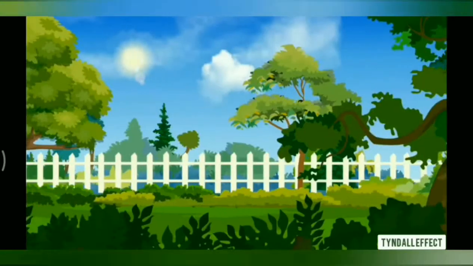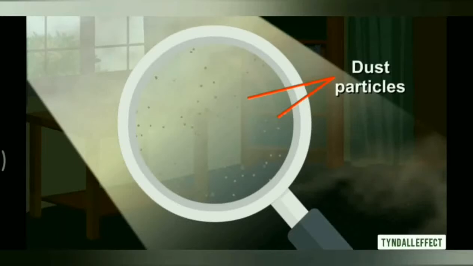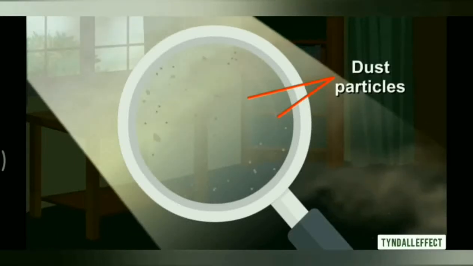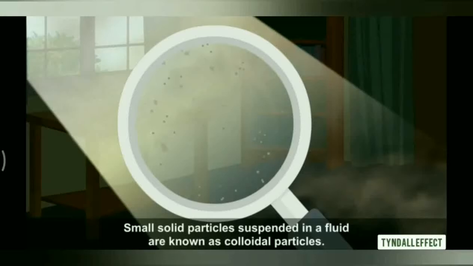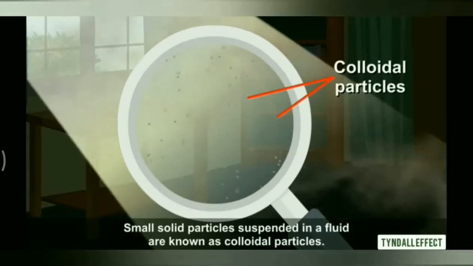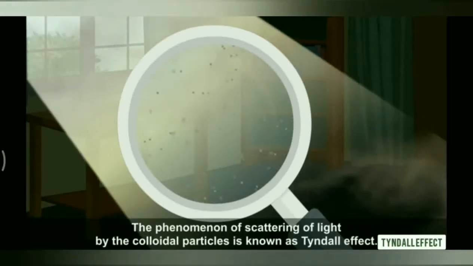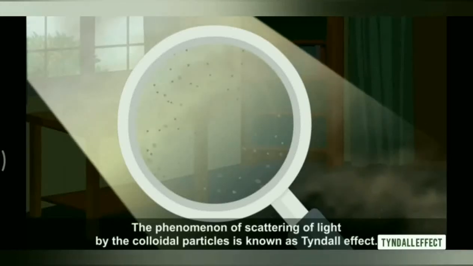Light from the sun is everywhere, but its path is not visible to us. When light enters a smoke-filled room, then its path is visible. Can you state the reason for this? Yes, the reason is scattering of light. The smoke-filled room contains dust particles through which the beam of light gets scattered. And these small solid particles suspended in a fluid are known as colloidal particles. This phenomenon of scattering of light by the colloidal particles is known as Tyndall effect.